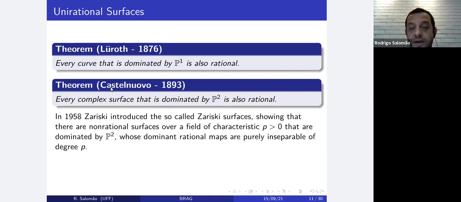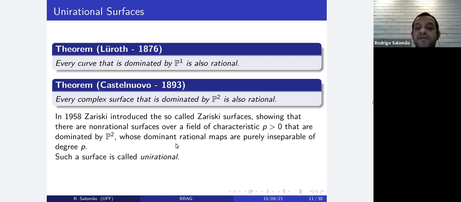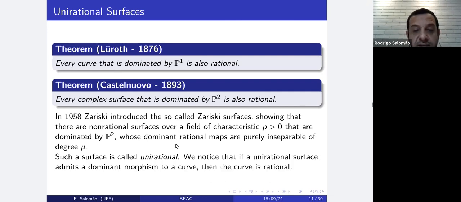introduced by Zariski. So he introduced non-rational surfaces over a field of positive characteristic that are dominated by the projective plane, okay, and whose dominant rational maps are purely inseparable of degree p. These kinds of surfaces are called unirational surfaces. And if we have a dominant morphism from a unirational surface to a curve, then this curve must be the projective line, okay? Must be rational as well.